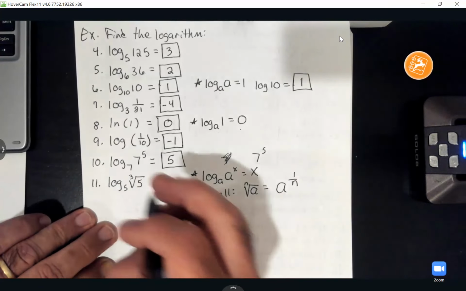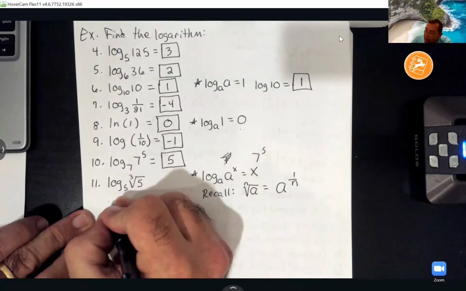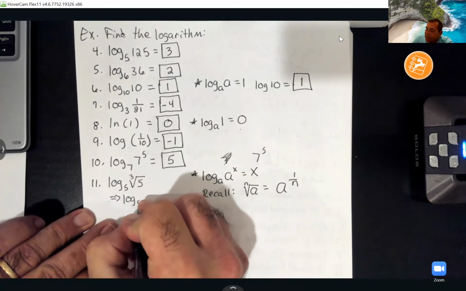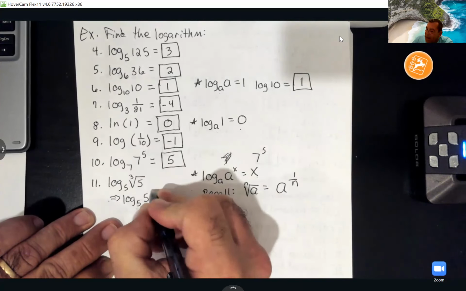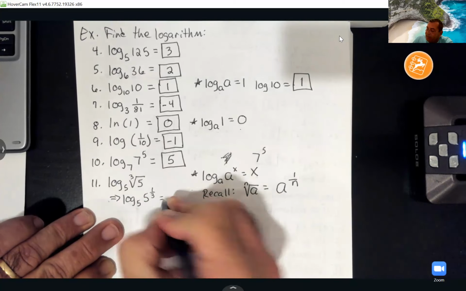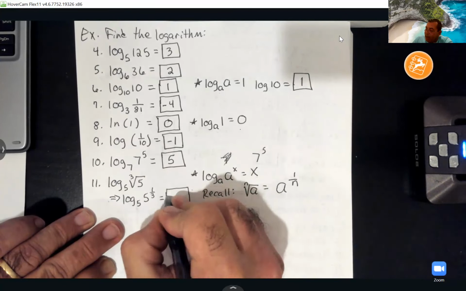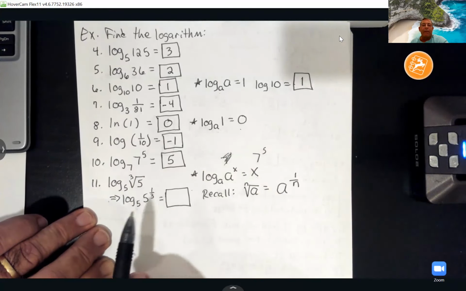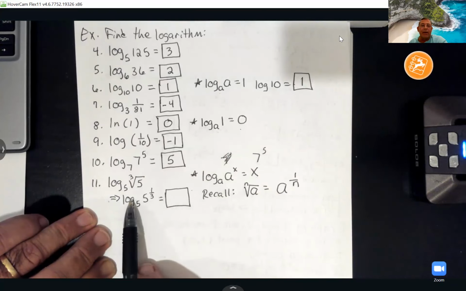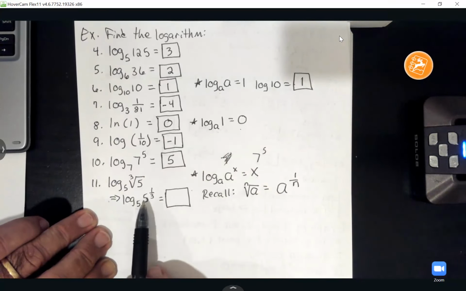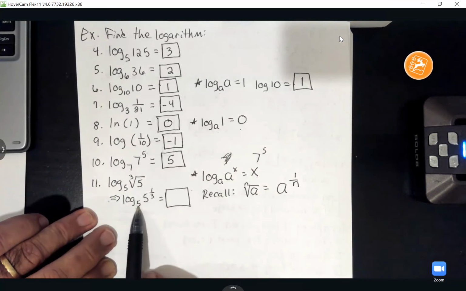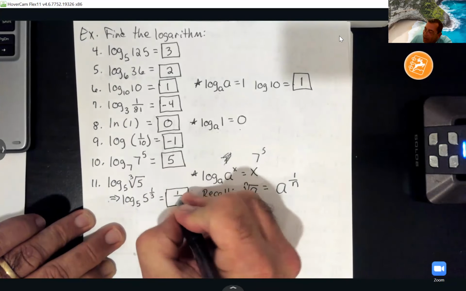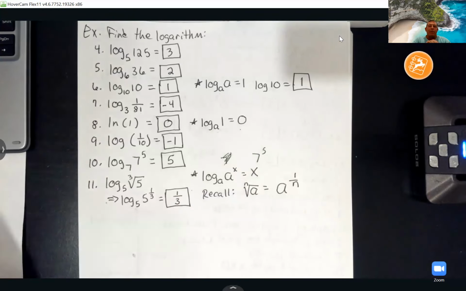So is it going to be 5 to the 1/3? I'm going to rewrite this as log base 5 of 5 to the 1/3. So I rewrote the cube root of 5 as 5 to the 1/3. What's this answer? Log base 5 of that is 1/3. It is 1/3, because the base matches the base raised to an exponent, so the answer will always be the exponent.